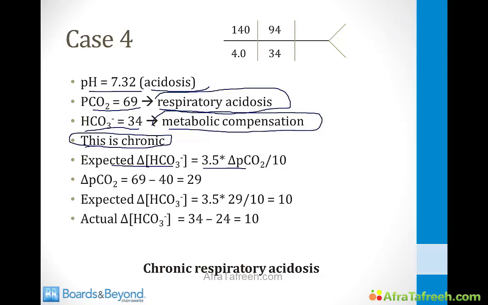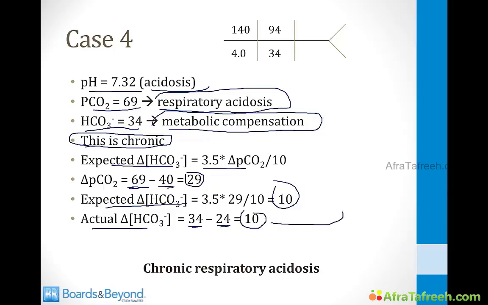Well, the change in PCO2 is 69, which is the patient's PCO2, minus normal of 40, or 29. That's our change in PCO2. So the expected change in bicarbonate is 3.5 times 29 divided by 10, and that works out to be 10. Our actual change in bicarbonate is 34, which is the patient's bicarbonate, minus 24, which is a normal bicarbonate, and that is also 10. So our actual and our expected are equal to one another, so we do not have a mixed disorder. This is a chronic respiratory acidosis.